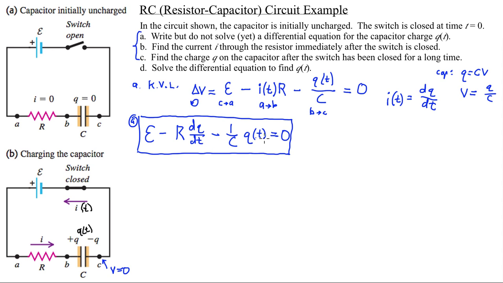Now, I would probably like to simplify it a little further. I'm going to move the EMF over to the right side and keep it positive, so there's a sign flip, and I'm also going to divide by R. dq/dt plus 1 over RC times q as a function of t equals EMF divided by R. And I think I've got that right.